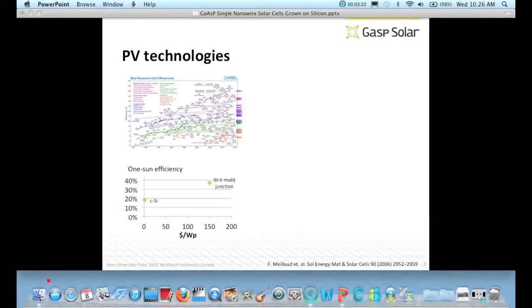Then you have triple junction cells. The highest record one-sun efficiency right now is, I believe, 37%, above double that of the silicon solar cell. Now, the problem is the cost. If you buy in large volumes, you can probably purchase 1 square centimeter of these triple junction cells for around $5 to $10. So imagine if you want to have the iPad covered with triple junction solar cells, it's going to be really expensive.